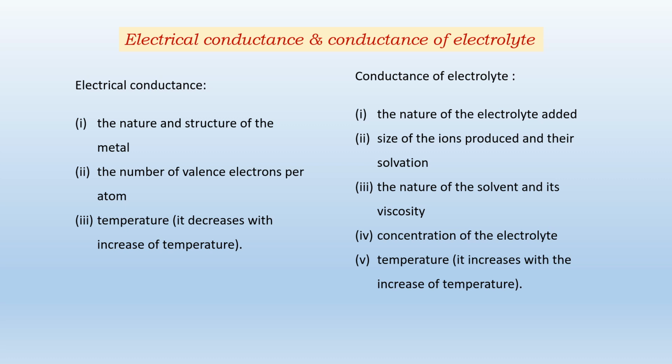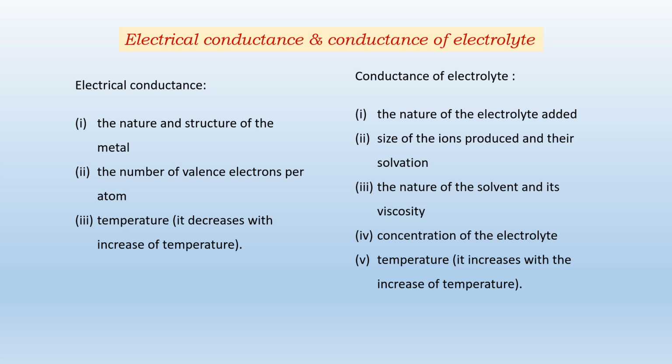The second property is the number of valence electrons per atom. Take the same example, iron. Iron has two states, the ferrous state and the ferric state. In the ferrous state, the valence is +2. Whereas in the ferric state, the valence is +3. And the third property is temperature. If you increase the temperature, then the conductance decreases.